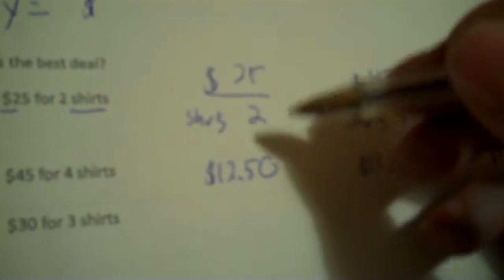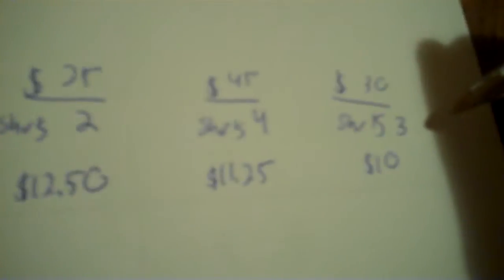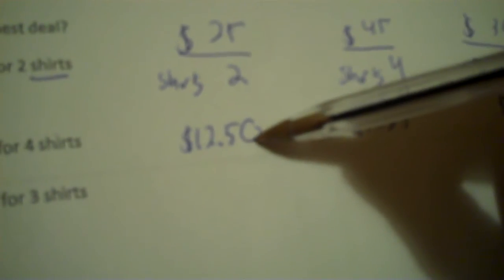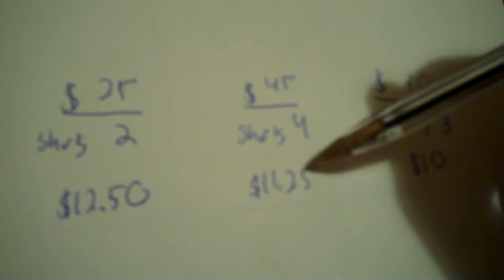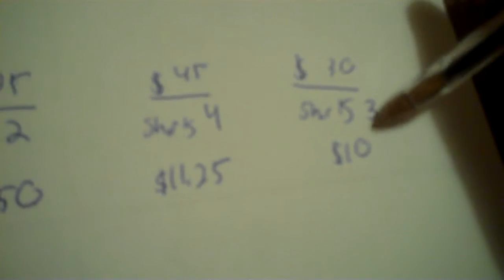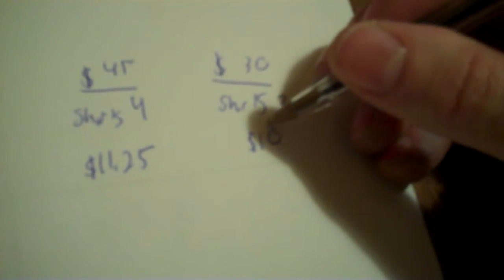Now, what I've just figured out is how much one shirt would cost. So one shirt is $12.50. One shirt is $11.25. One shirt would cost $10. So the best deal is the cheapest. So 10 is the cheapest. So C is my answer.